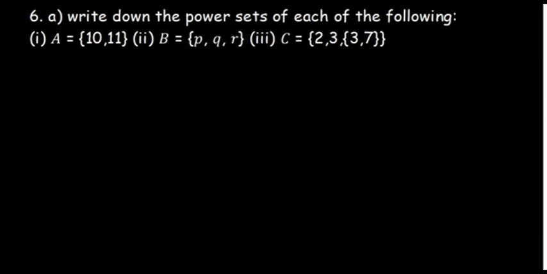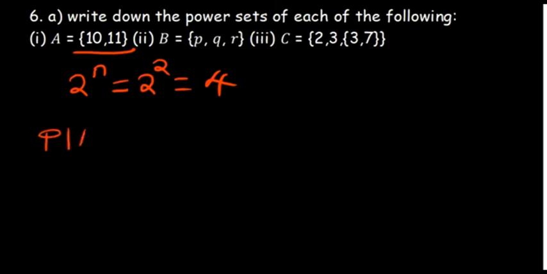So I can start with A there. If I look at A, we understand that the number of subsets is given by the number of elements. So it's 2 to the power n, where n is the number of elements in a given set. So it's 2 to the power 2, so we have 4 subsets for A. So what are these subsets? Therefore our power set for A is going to be, so what do we have? The first one is 1, 0. We can put 1, 1.